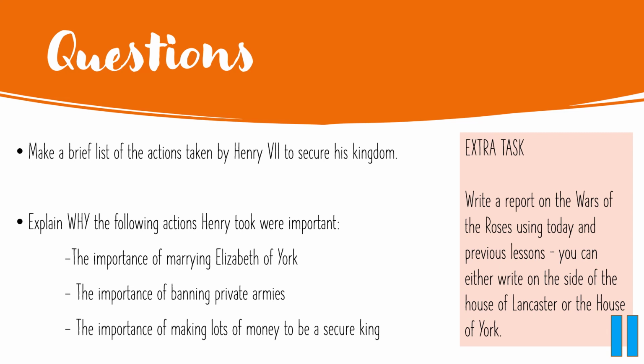Then I want you to explain why the following actions that Henry took were important. So why was it important that he married Elizabeth of York? Can you explain why it was important that he banned those private armies? What did it mean? And why was it important that he made lots of money to be a secure king? What did that help? What consequences came from that?